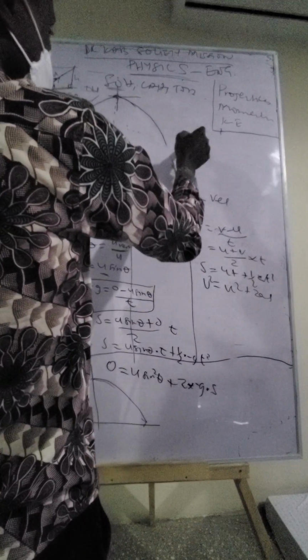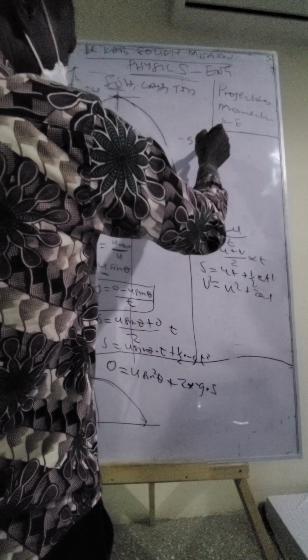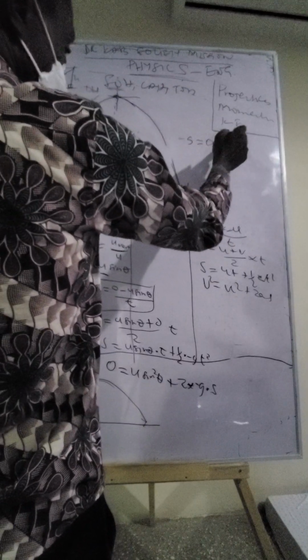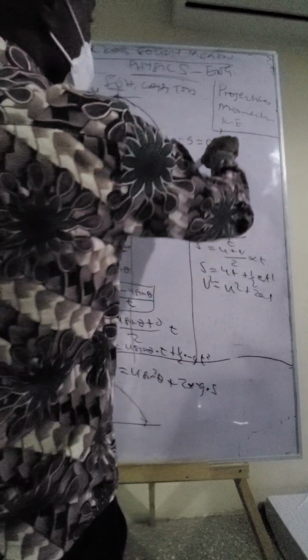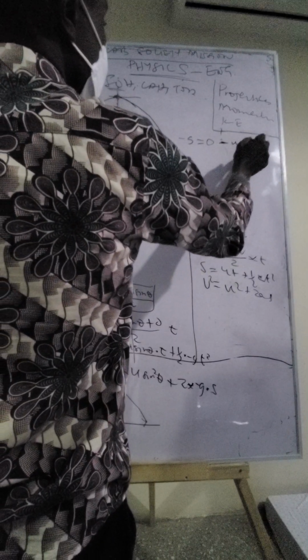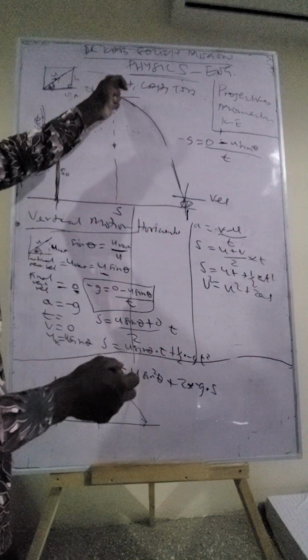The first equation: negative g is equal to the final velocity, which remains 0, plus u, which is minus u, which is what? U sine theta, all over t. So that will be the first equation if we are looking up to this point.